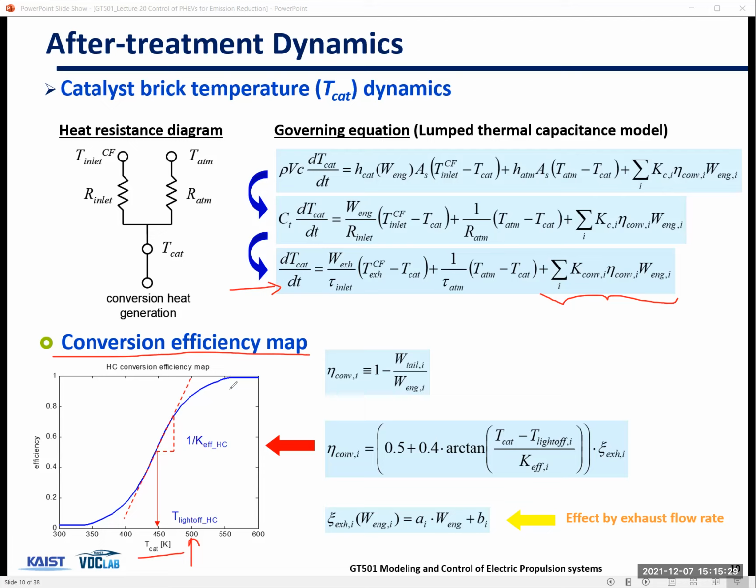And we need these maps for hydrocarbon, CO, and what's the other one? What's the third one? Hydrocarbon, CO, and NOx. Yeah.